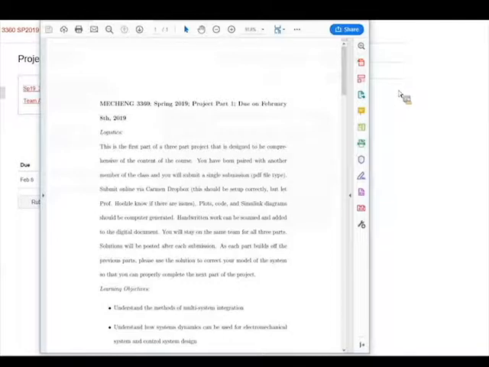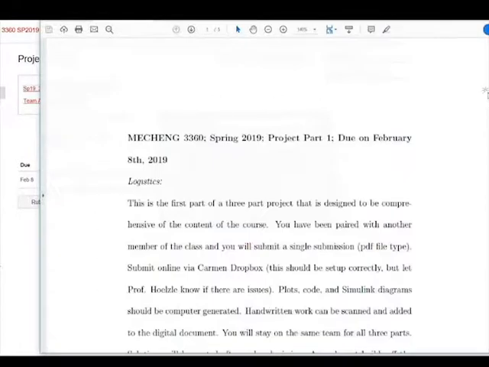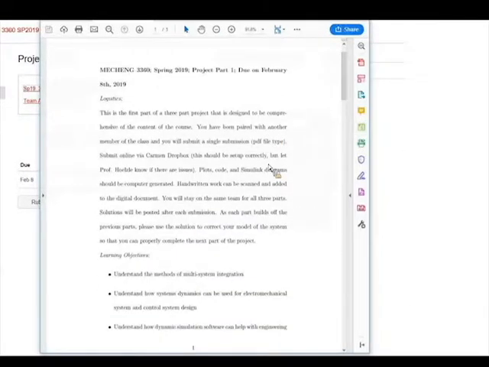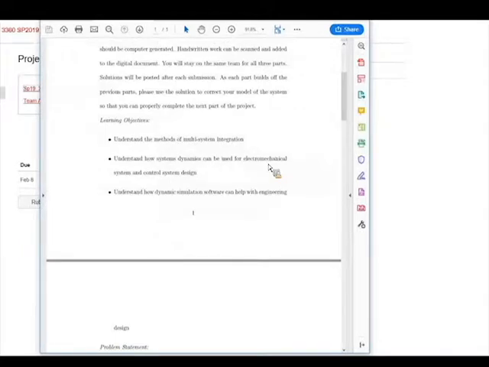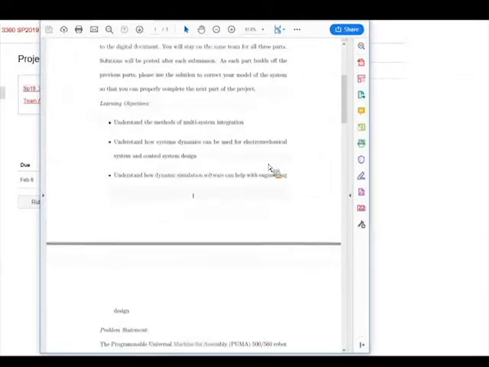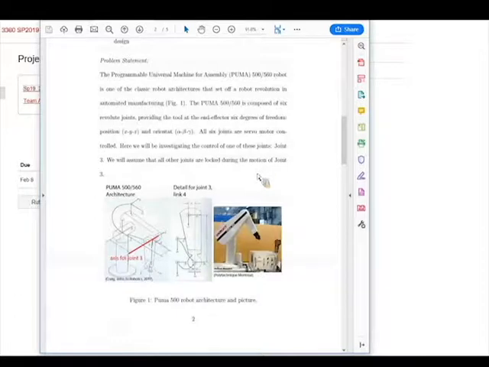All right, so you see this is due on February 8th. The first assignment will be the easiest of the three. So the basic things that will be in here is you're going to have a system. Every year I make up a new example. This one we're going to look at robotics.